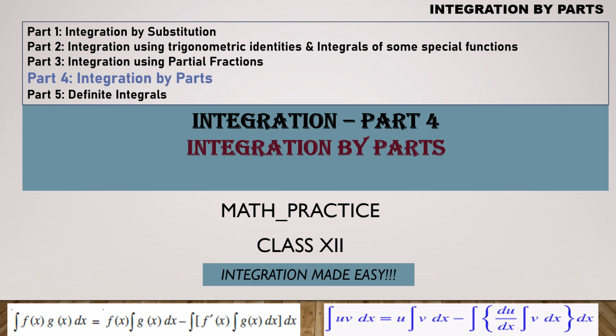In this fourth part on integration, we are going to study a technique called integration by parts. Many important examples are based on this technique, which is specially used to integrate product of two functions.